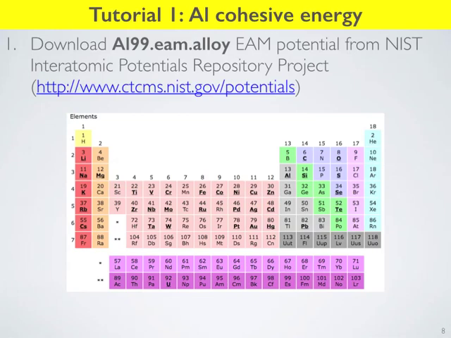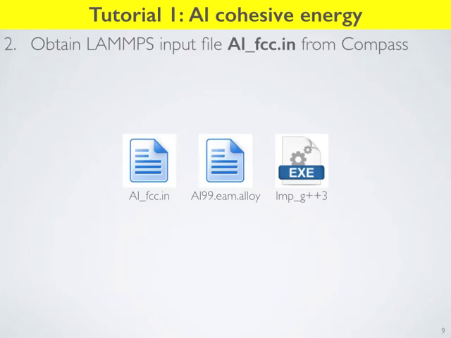Great, okay. So now what you should have are the three things that we need to run a simulation. Like we said, you need an input file. The one we're going to look at is al_scc.in, which you pulled down from Compass. You now have a potential, al99.eam.alloy, and you have the executable. The executable we have is lmp_g++3. These are all the ingredients we need to make LAMMPS run a simulation for us.